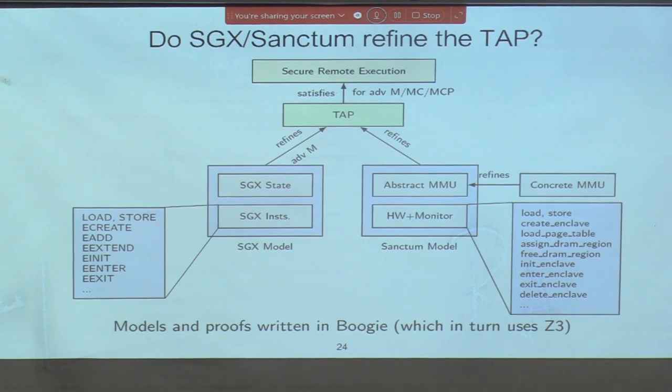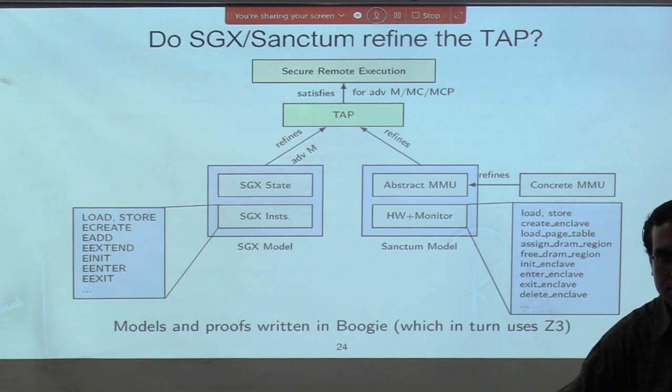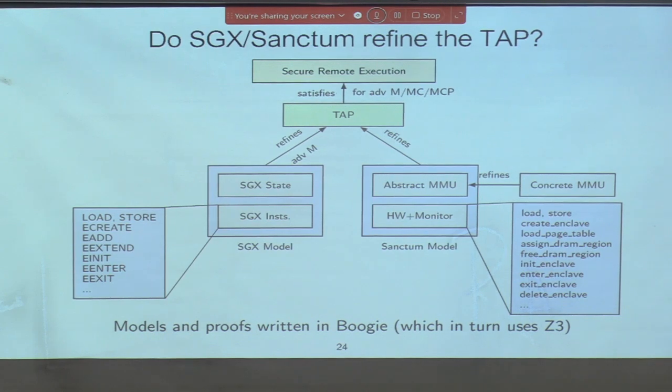SGX has lots of vulnerabilities. That's right. And also lots of countermeasures. If you take a vulnerability and a countermeasure, is it possible to prove in your system that the countermeasure indeed works, or that it works only sometimes?